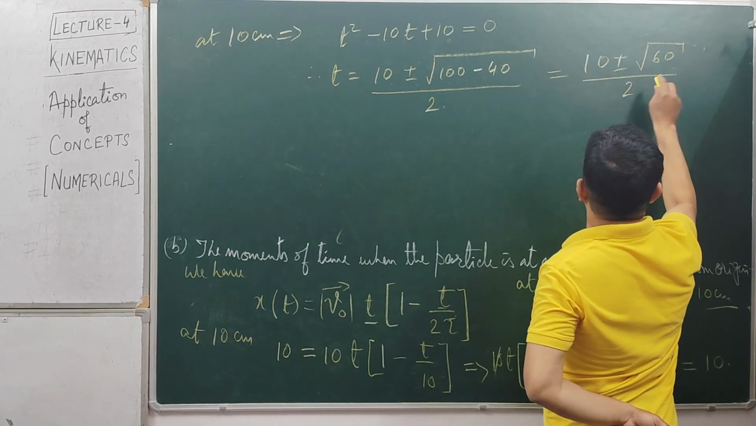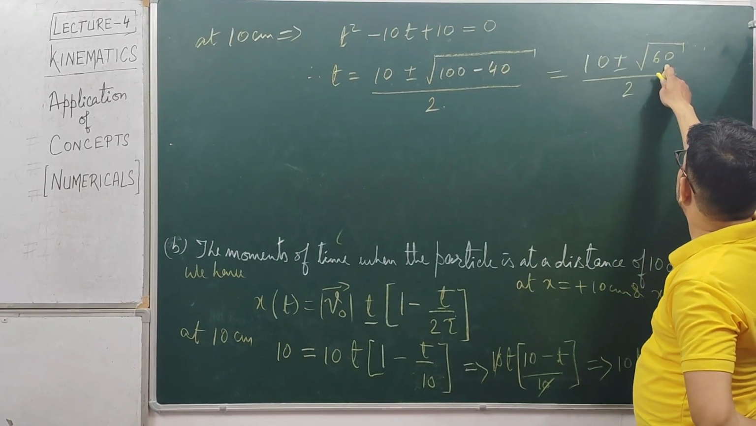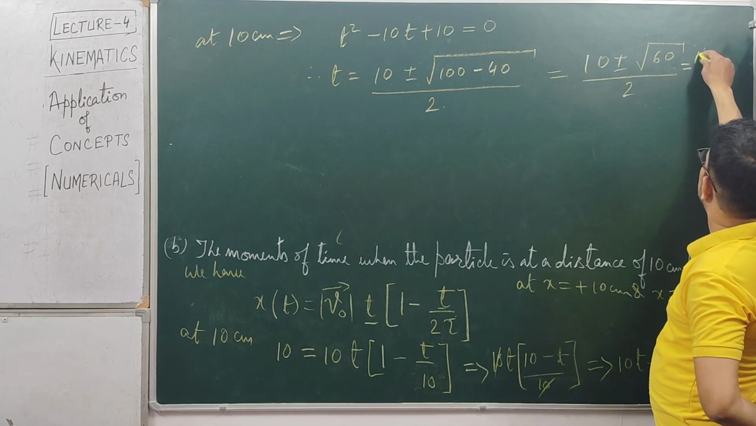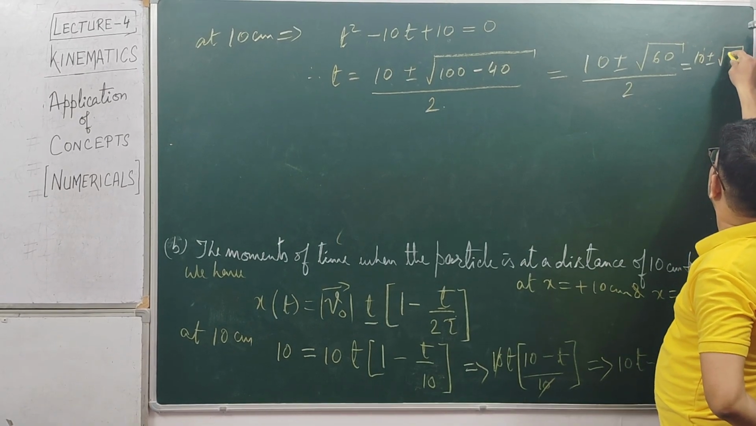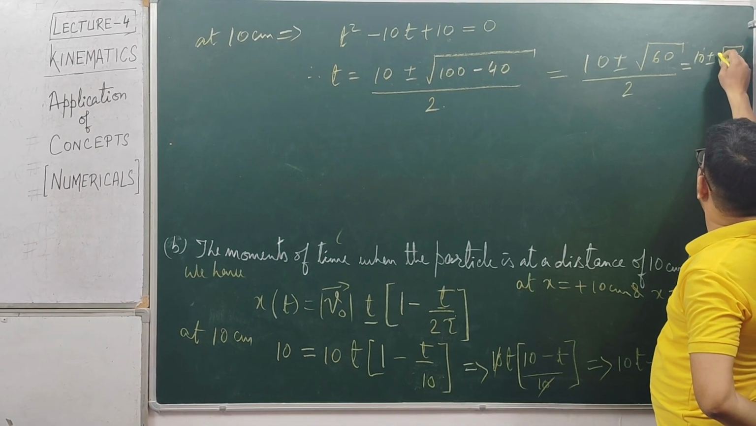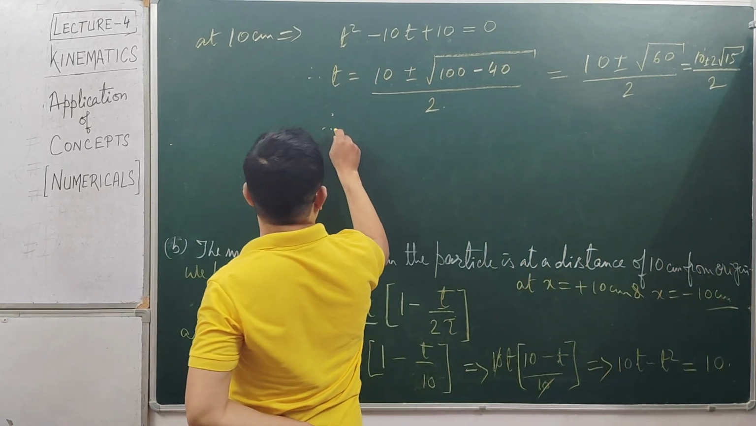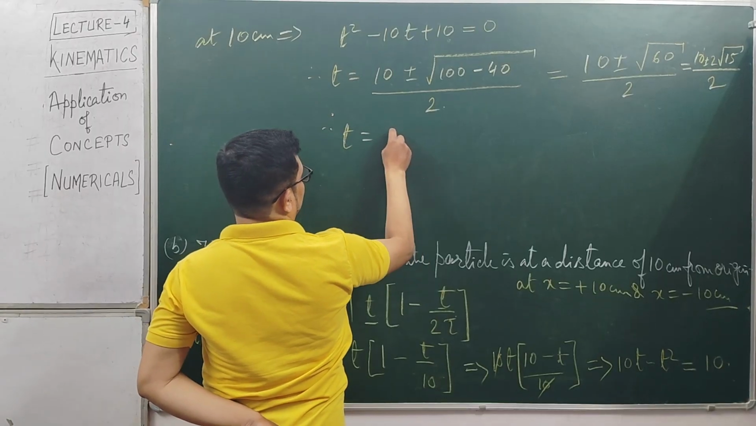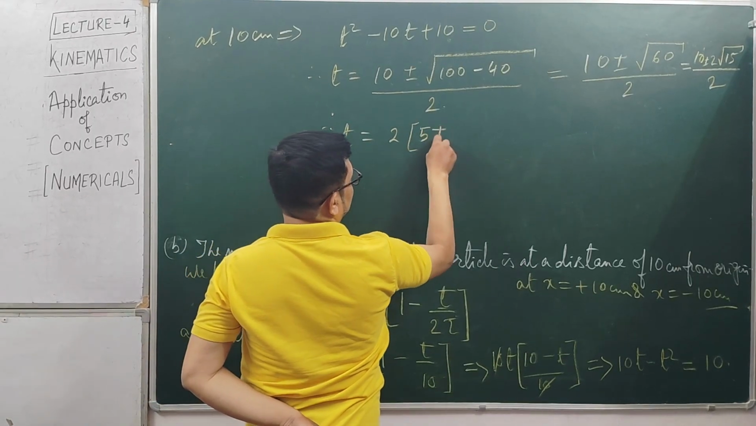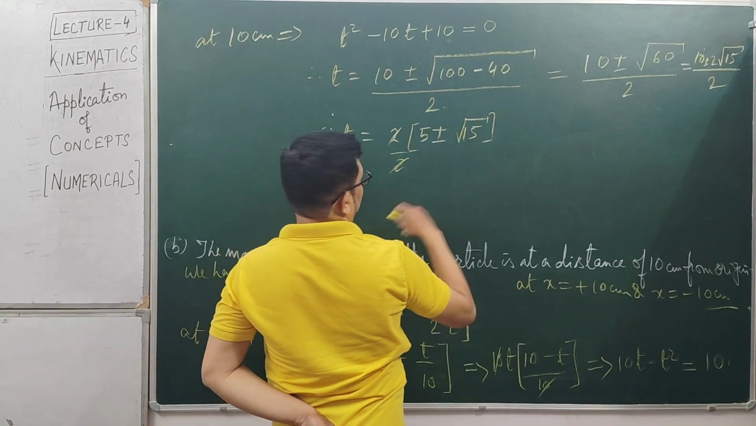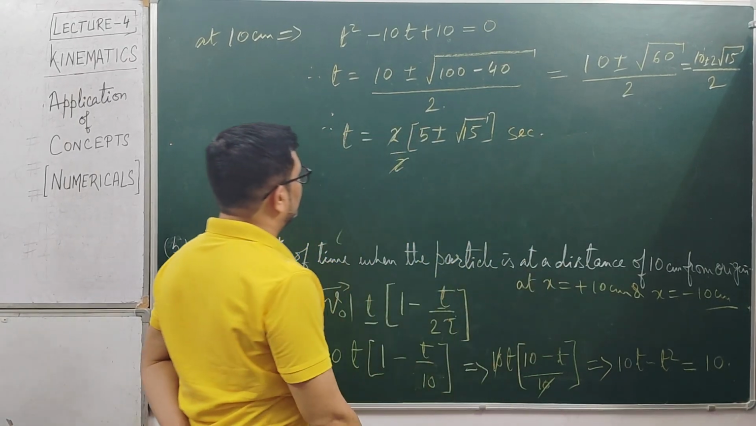Divided by 2. Can we take 2 out? Yes, we can. So 60 is 15 times 4, so we can take 4 out of the root, which means 2 comes out. Taking 2 common, t becomes 5 plus or minus the square root of 15, and this 2 gets cancelled. So this is what we get: 5 plus or minus the square root of 15.